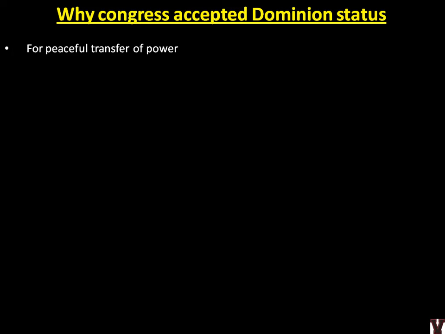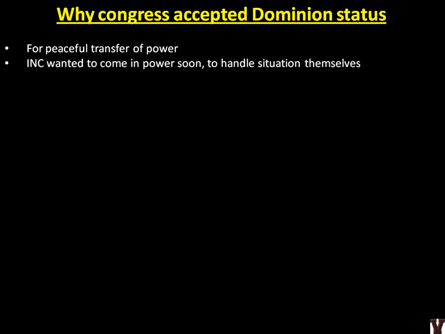It was for peaceful transfer of power, and also INC wanted to come in power soon to handle the situation themselves. They didn't want the British to make policies because it would get more complicated. They wanted to make all the decisions themselves. It would allow continuity of bureaucracy and army, because dominion status means what? The England Queen will still be the supreme power. So India will be part of Commonwealth nations.